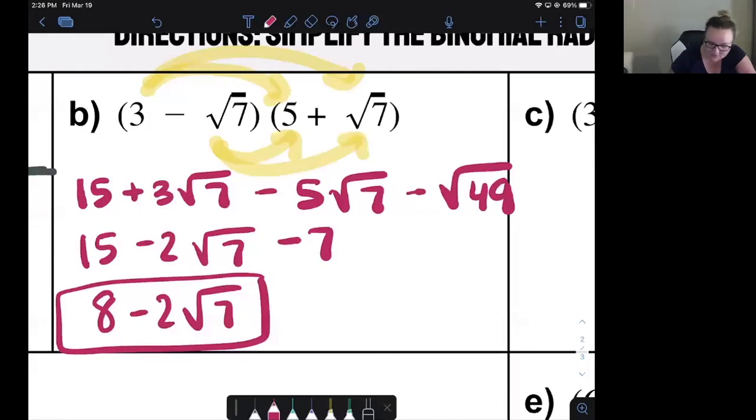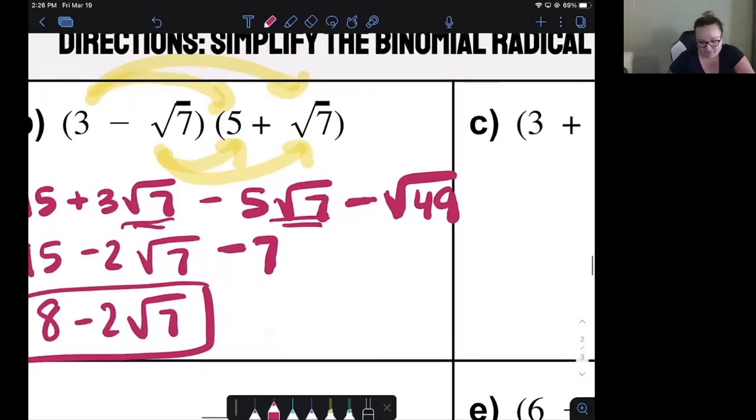All right. So 3 times 5 is 15. 3 times root 7 is 3 root 7. Negative root 7 times 5 is negative 5 root 7. Negative root 7 times positive root 7 is negative root 49. I simplified it. I combined these two like terms. The negative of the square root of 49 is negative 7. 15 minus 7 is 8. And I got 8 minus 2 root 7.